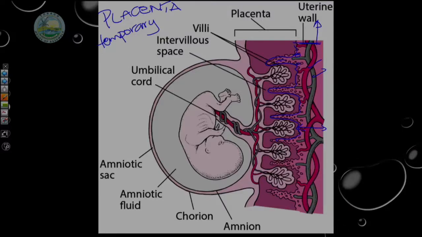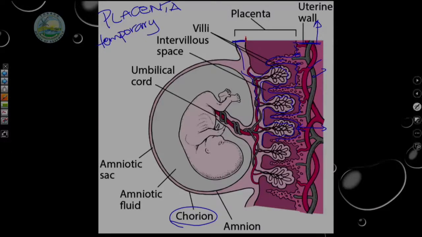On the other side, we have from this region here that I have highlighted, it is the fetal side or the chorionic side. This is the side with the baby. So this is the side that has its own blood vessels here and also its own finger-like projections. If you notice, I'm trying to highlight them here. So we have these finger-like projections that project into the uterine wall. And then you have, so I would use another color.